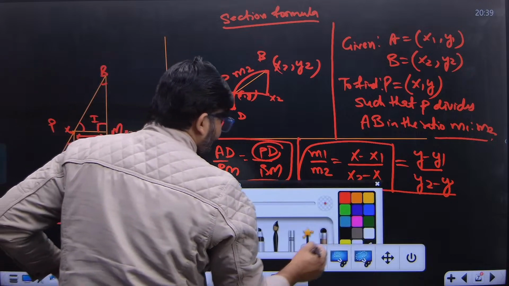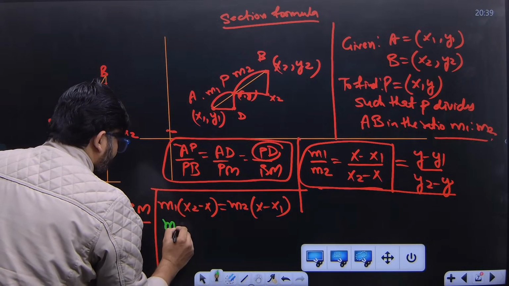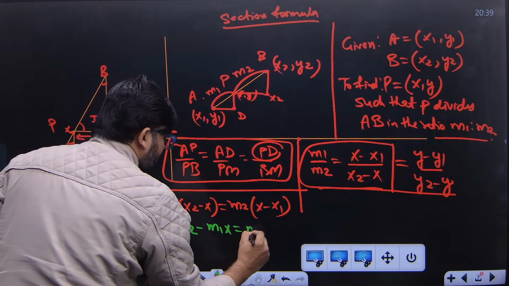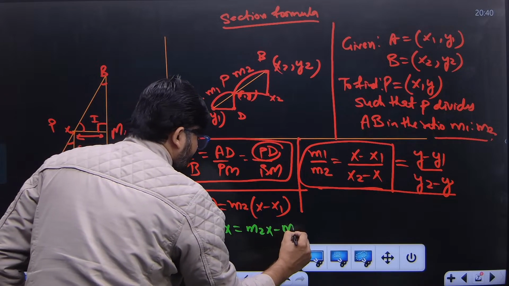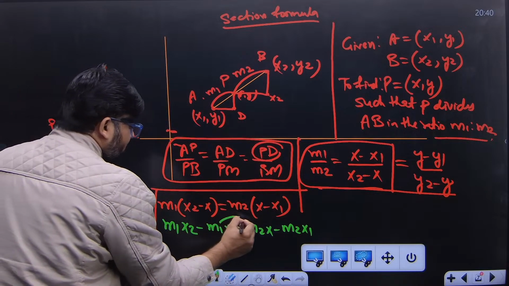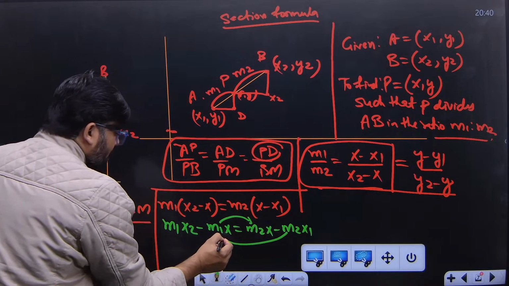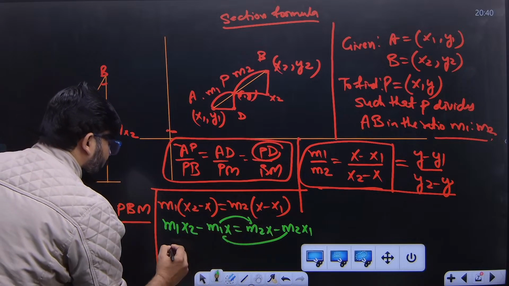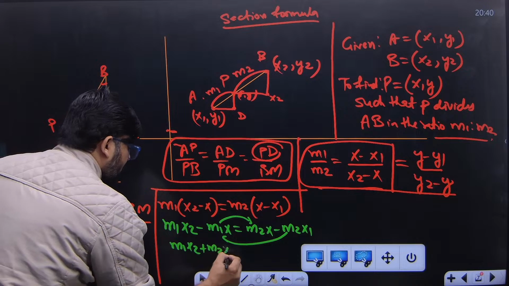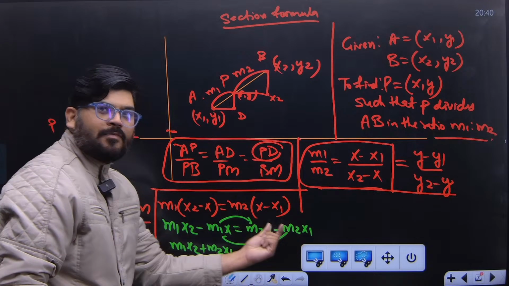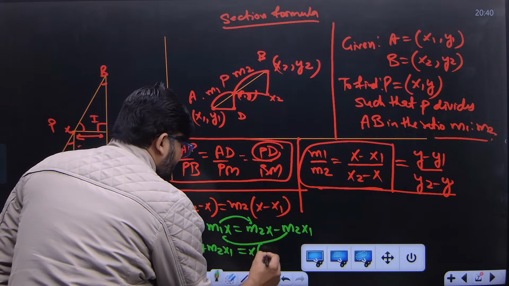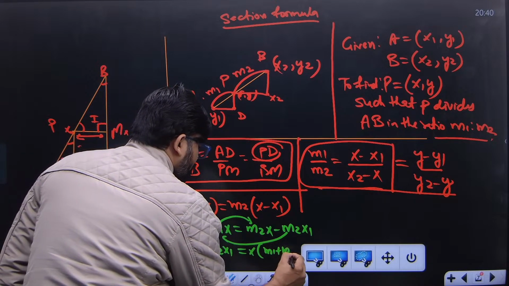Now, if I multiply all of them, I will get m1x2 minus m1x is equal to m2x minus m2x1. Now I will take all the x on one side and the remaining part on the other side. So just look at them carefully. I will get m1x2 plus m2x1. The m2x1 will come on this side, so it will be plus, is equal to, I will take x common and in bracket I will get m1 plus m2.